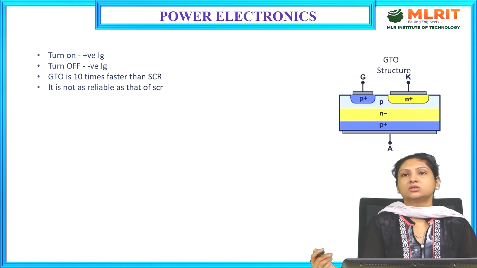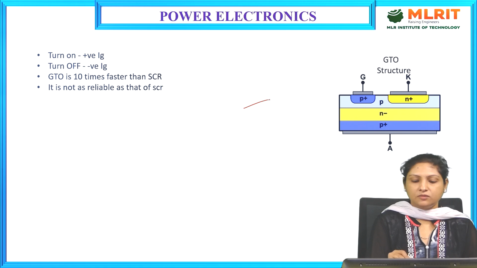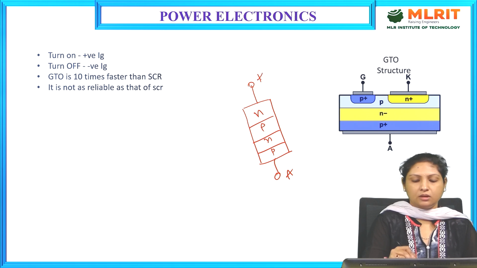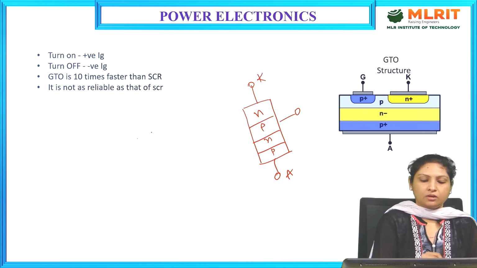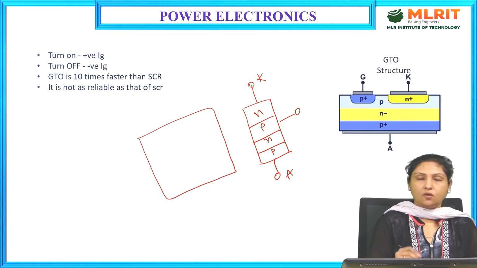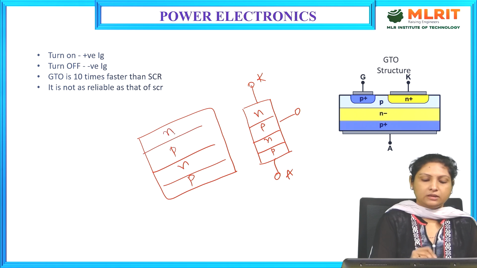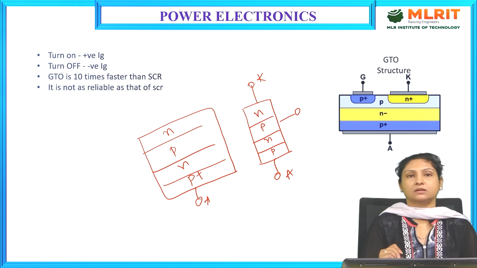And coming to the structure of a GTO, which is just similar to that of a normal SCR. This is the normal SCR, which is a PNPN device, and it has three terminals, that is anode, cathode and gate terminal. And if you consider the structure of a GTO, let me draw the structure of a GTO. This is a PNPN device, where the anode will be connected to this particular P plus layer.